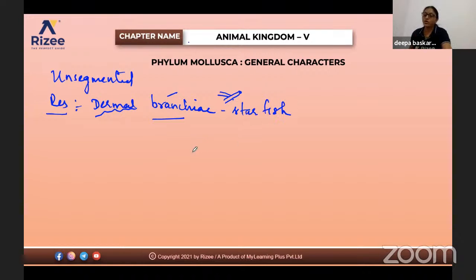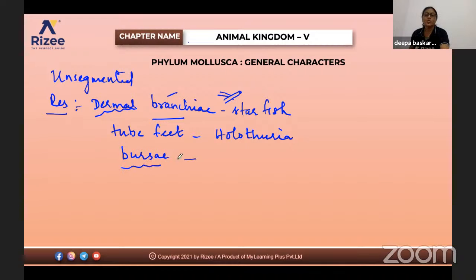And one more system for respiration is tube feet. As I showed now, tube feet and respiratory trees. This is present in Holothuria. And again, bursae. This is also one of the respiratory apparatus. This much is not needed for you. I am just giving additional information.